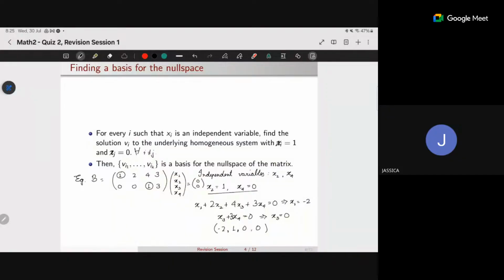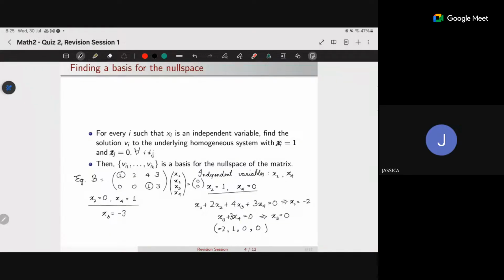If you just want to verify, you can multiply this matrix with this vector, and you'll see that this is an element of the null space. So this is the first case. The second case is x2 is equal to 0 and x4 is equal to 1. So in this case, what will the second equation give me? Once again, this equation is still there. x3 plus 3x4 is equal to 0. That gives me x3 is equal to minus 3.